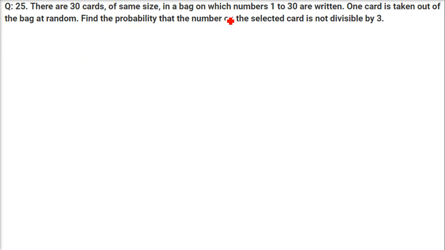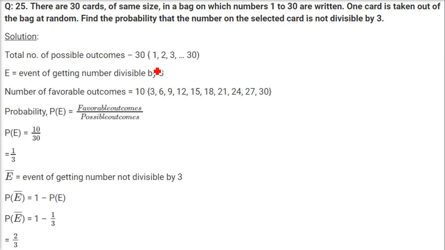There are 30 cards of the same size in a bag on which 1 to 30 are written. So there are 30 cards. That means the total number of possible outcomes is 30. One card is taken out of the bag at random, so one can be taken from these 30. Find the probability that the number on the selected card is not divisible by 3.